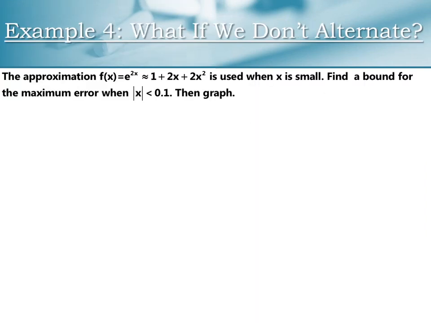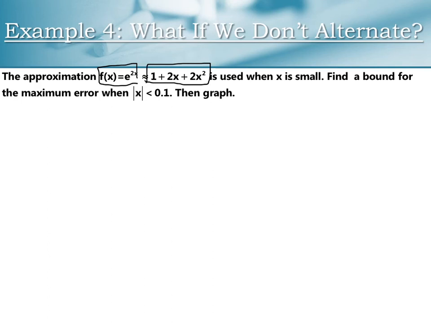So this will look somewhat similar to your homework. They'll say something like, hey, we've got this function f of x equals e to the 2x, and a reasonable approximation for e to the 2x is this degree 2 Taylor polynomial, 1 plus 2x plus 2x squared, at least when we're using small x values near the center of that series, so near x equals 0.